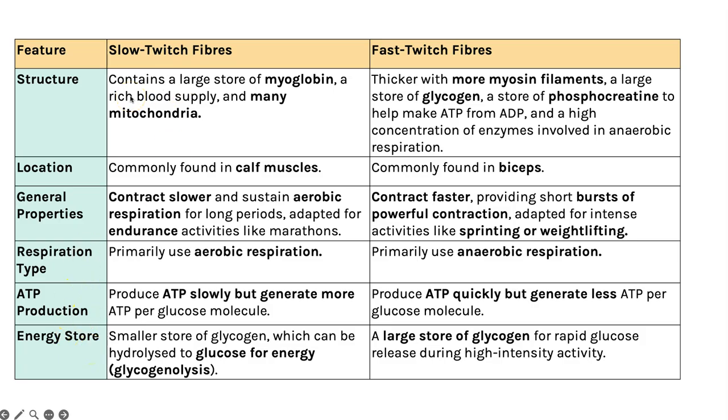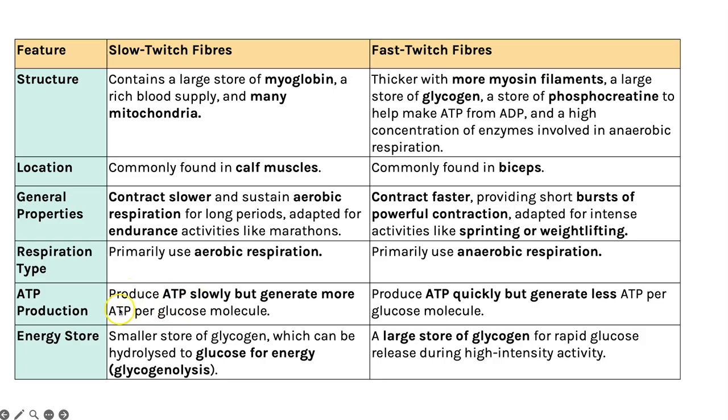So a slow twitch fibre, these are the muscle fibres that are contracting more slowly. They can continue to contract for longer periods of time, and therefore they are useful in endurance activities like marathons. And they contain a large store of a protein called myoglobin, which can store oxygen. They have a rich blood supply to continually provide oxygen, and they have many mitochondria. So basically they are set up for aerobic respiration because it provides lots of oxygen. So that's the primary respiration type, aerobic respiration.